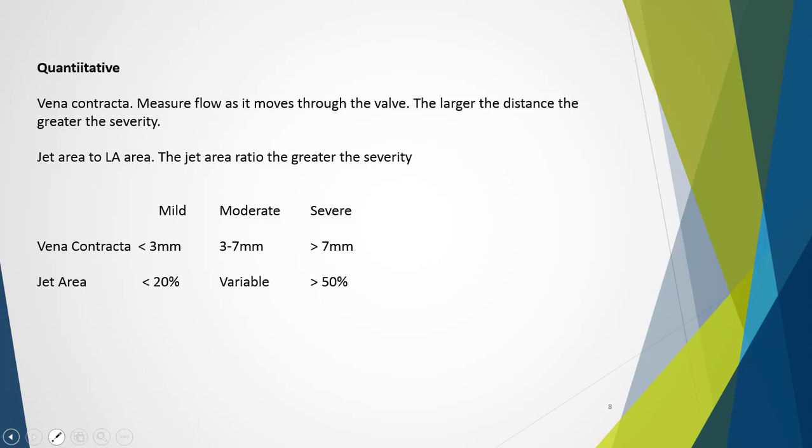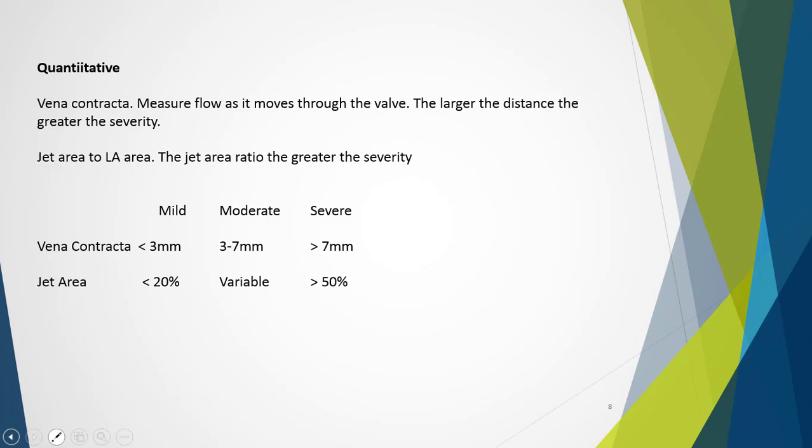There may be multiple orifices where the flow originates. Also, color pixels, because they're actually larger, may blend together and effectively make the flow look larger than what it really is. We can also look at jet area to LA area. The user performs a trace to get an area of the left atrium and then basically does the same again for the regurgitant jet.